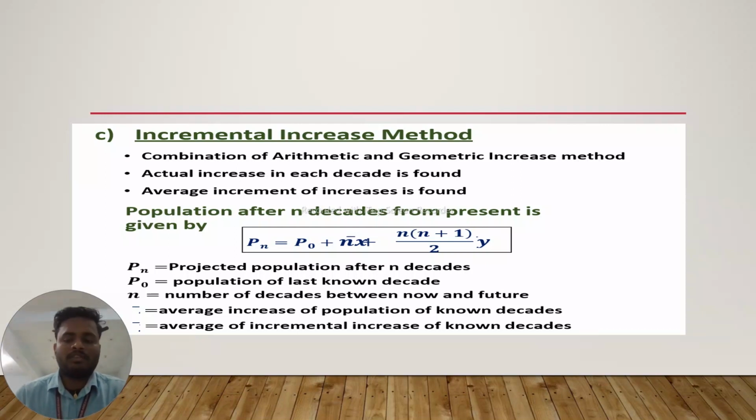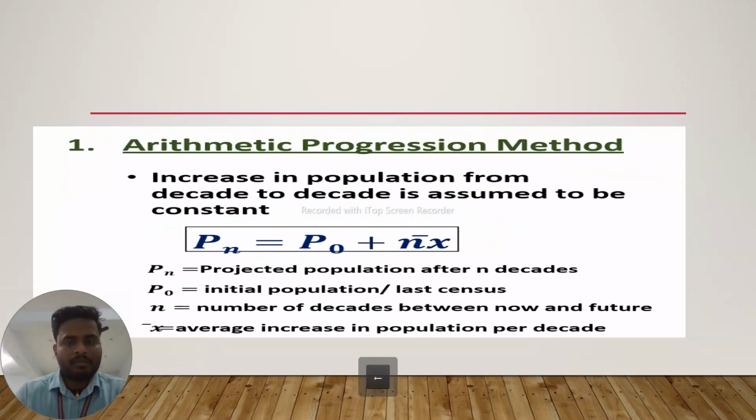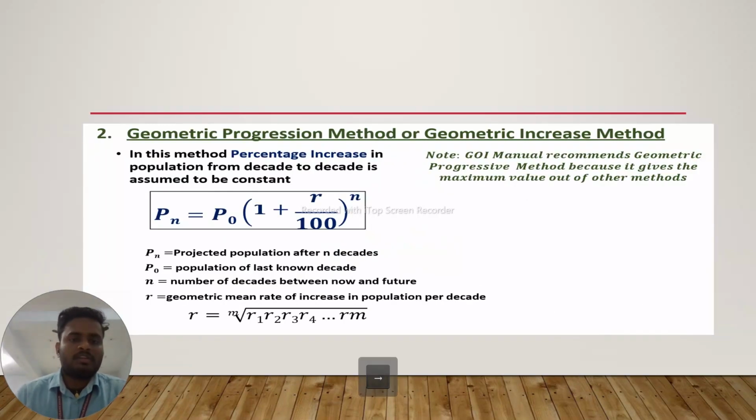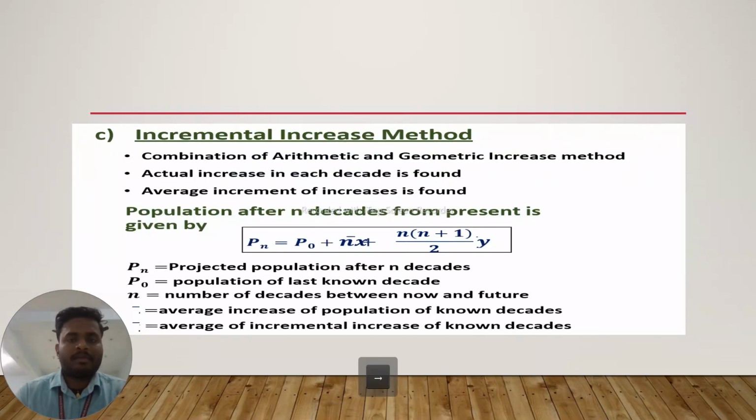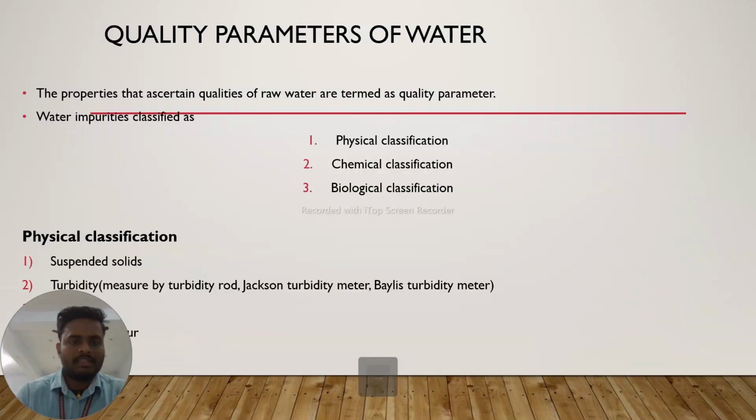So there are three methods. The first is the arithmetic progression method, in which the increase in population from decade to decade is assumed to be constant. In the geometric method, the percentage increase in population from decade to decade is assumed to be constant, and the incremental method is the combination of the arithmetic and geometric methods, right?